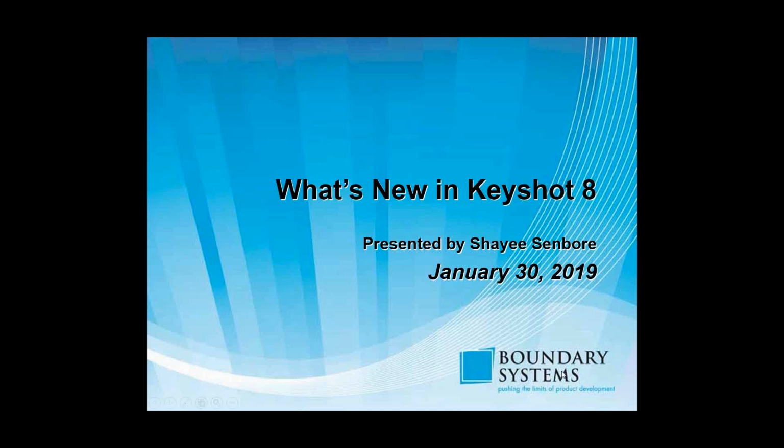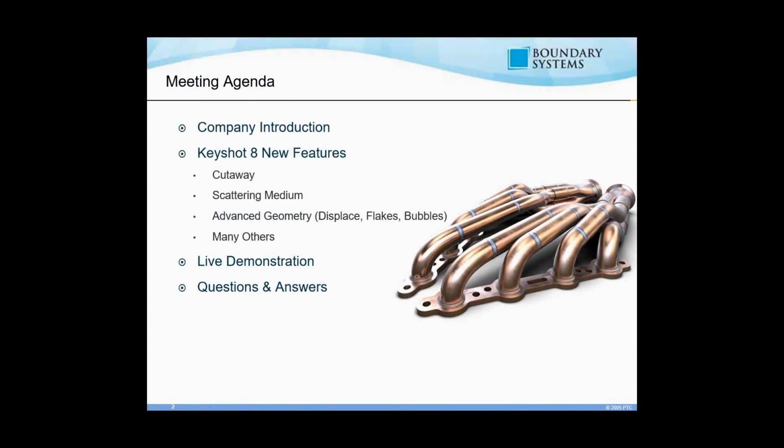All right, so we'll go ahead and dive in. Just as a general agenda of what we're going to be talking about, we're going to give a quick introduction about Boundary Systems and who we are. Then we're going to dive in and talk about some of the new Keyshot 8 features. This is definitely not an exhaustive list, because the guys at Luxion do an incredible job packing a whole lot of content into each Keyshot release. That's why I have the bullet point at the bottom that says "and many others," because there are really a lot of new features. But the three big ones that highlight the release are the cutaway feature, the scattering medium, and the advanced geometry features. We'll talk about all three of those. And then after that, we'll get into a live demonstration, and then some Q&A at the end.